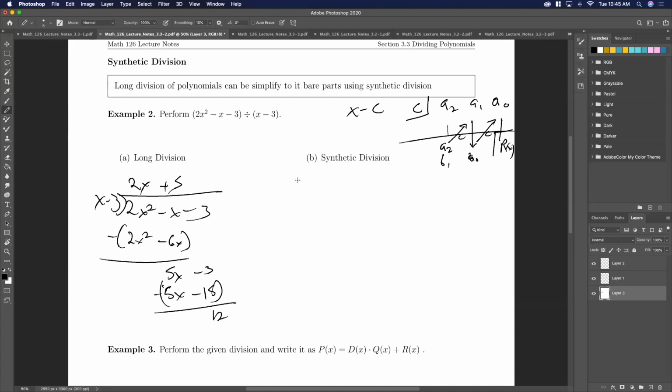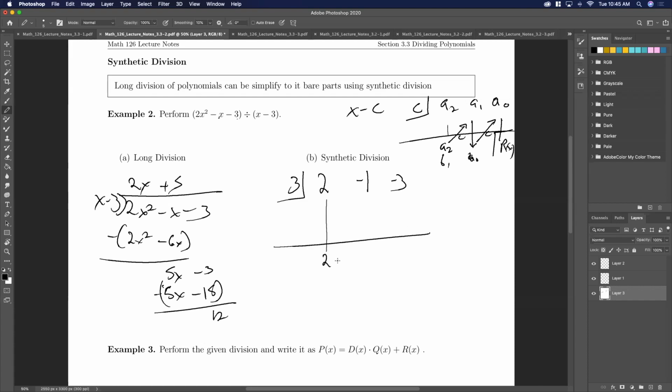So x minus c, so c in this case is 3, right? The way I was taught it, we won't get into it. Mine looks exactly the same as this. This is a better way, so let's just teach it this way. What are my coefficients here? My coefficient for x squared is 2. My coefficient for x is -1. My coefficient for x to the 0 is -3. So I just write those down.